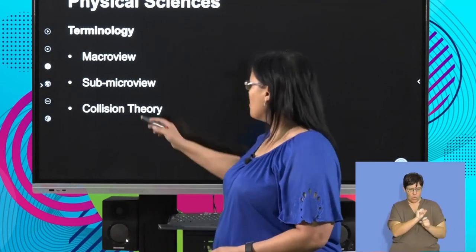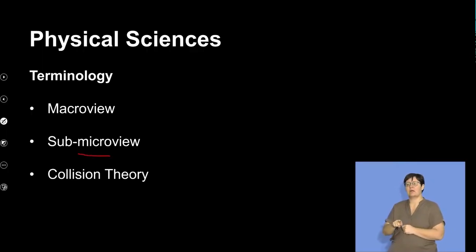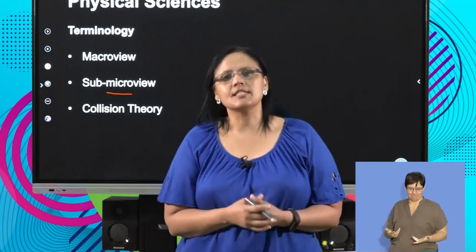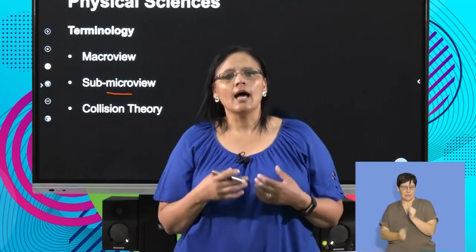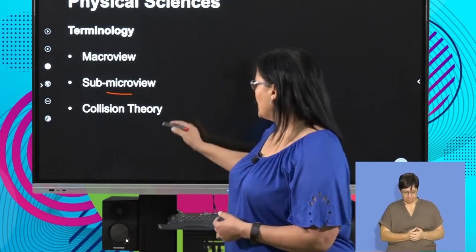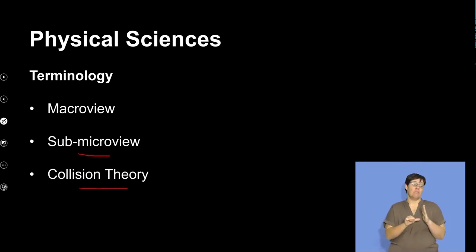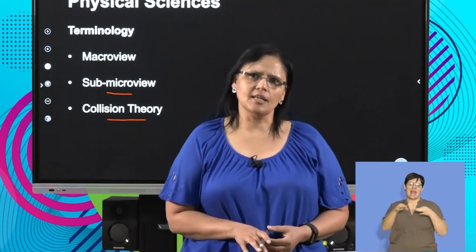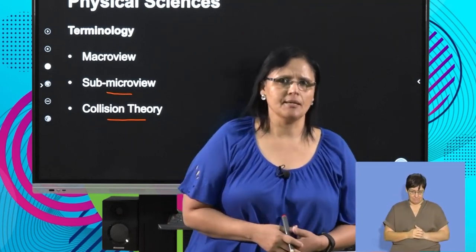But on a submicro view or a microscopic view, we're actually looking at things that we cannot see, but it happens in the reaction, even though we cannot see it. Another term that's important is the collision view and the collision theory, and I will explain to you what the collision theory is as we proceed.